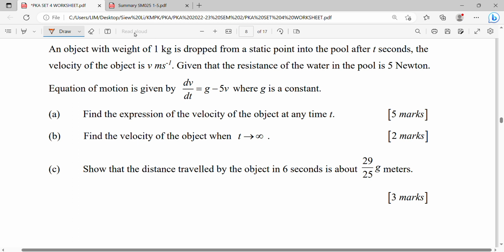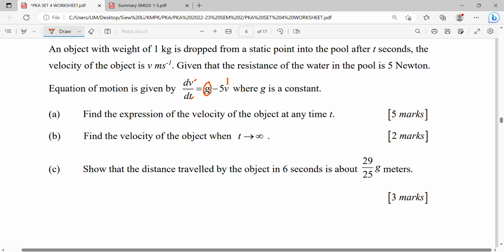An object with weight 1 kg drops from a static point into the pool after t seconds. So the velocity is v. Given the resistance of the pool is 5 Newton. Normally in a differential equation, they will give you the changes of velocity with respect to time. The given here is your gravity g minus 5v, where g is a constant. So you know this is constant, this is constant, variable kamu v dengan t saja, so you have one variable here.